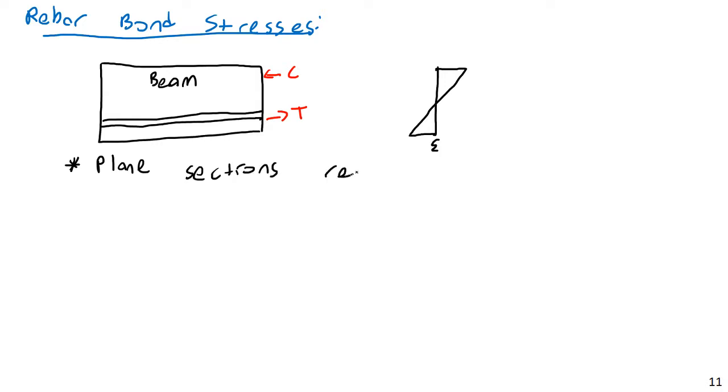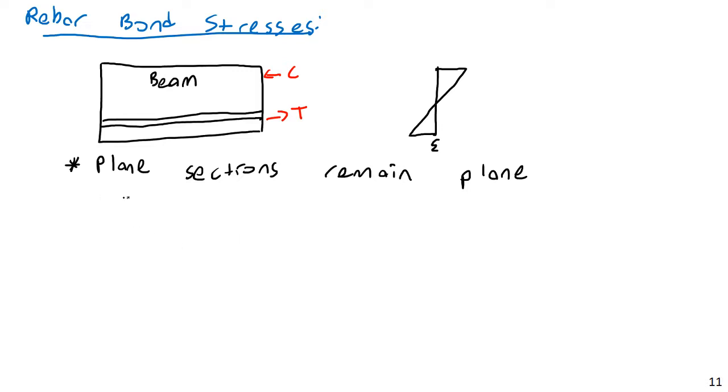Plane sections remain plane. This is one of our core assumptions in most elastic beam theory, and plastic as well. So we are always assuming that plane sections remain plane. Now, I don't know if you remember that, but whenever you look at any kind of beam theory or any video I put together on beam theory, and if you look in any text, that's always listed as one of the assumptions of beam theory.